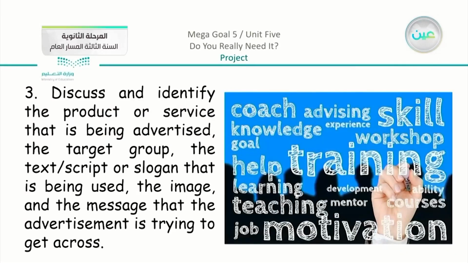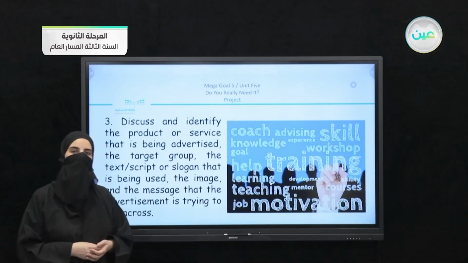Now here we can see number 3, discuss and identify the product or service that is being advertised. So we're going to take the same advertisement. For example, we have seen something on a billboard or maybe on TV or on social media. The first thing that we are going to do together is to discuss the advertisement and see the advantages and the disadvantages of this product. After that, the target group, the text script or slogan that is being used. So we are going to see what are the different parts that are concerning this advertisement.